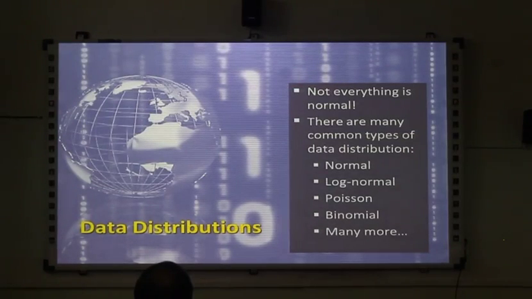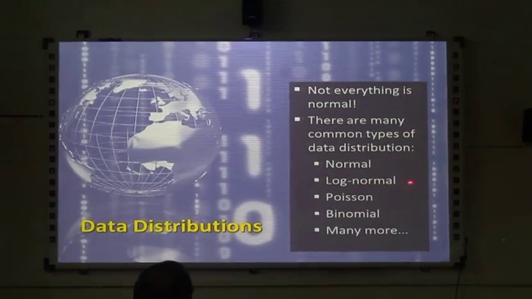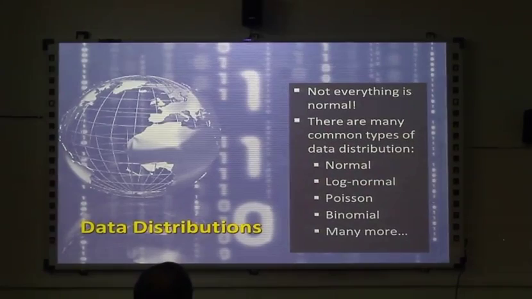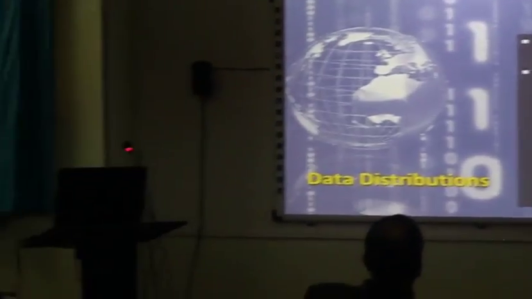Put an average and a standard deviation. Unfortunately, not everything is normal. One version I had for my students said not everyone is normal, but never mind. There are many common types of data distribution. We've looked at the normal, but it can also be log normal, and so if you take the logarithms of the numbers, you end up with a normal distribution. There are some other classic distribution types, Poisson and binomial and many more.